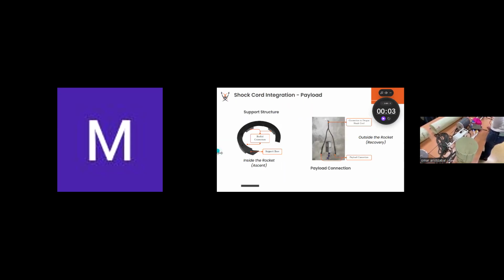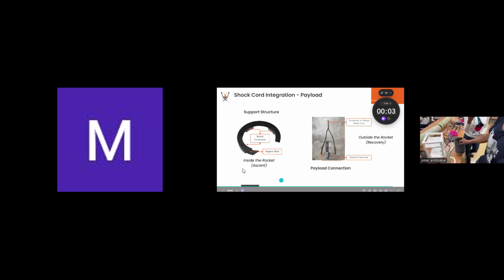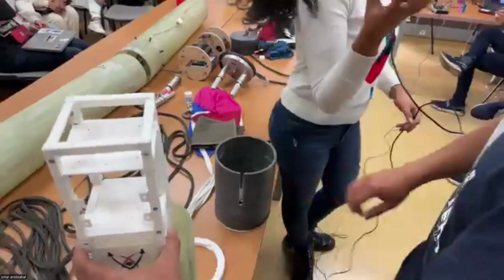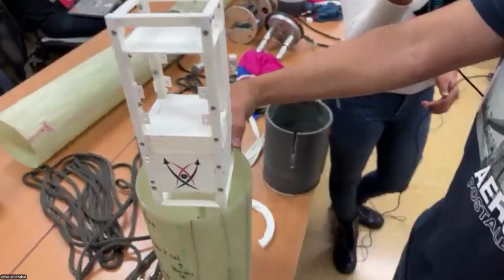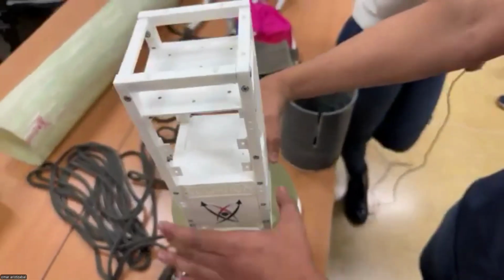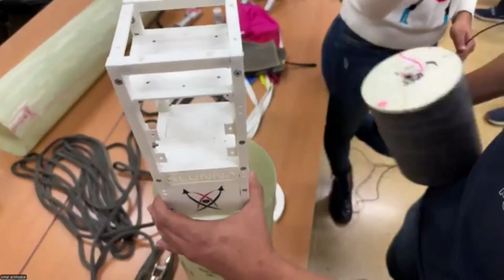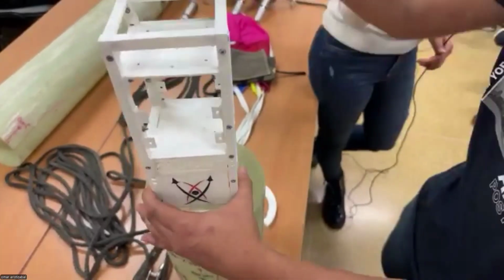And in the technical report, we have all this FEA analysis. So yeah, we did all this analysis. This payload is going to be located inside of this coupler tube, like at this point, and the ejection piston is going to be located on the top of it.